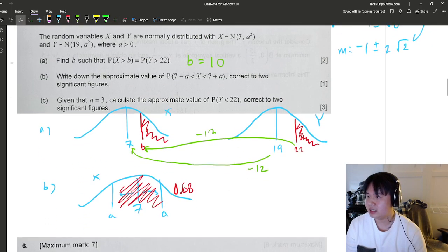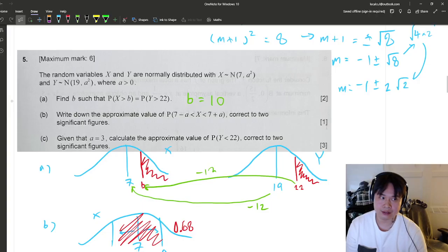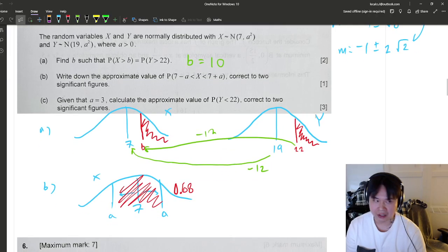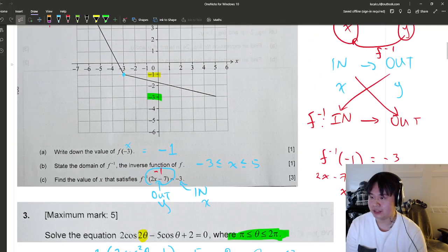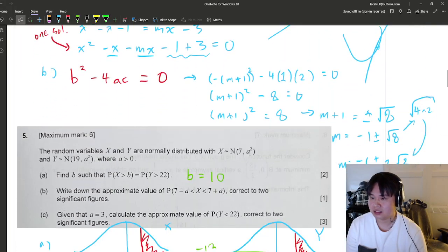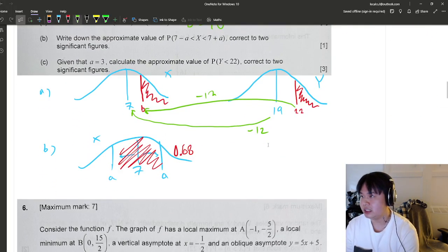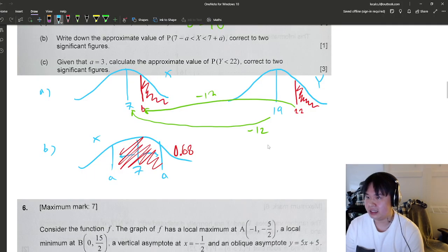Okay, and then I forgot to mention this, but things that are worth 1 mark, they are that easy. I was gonna say it earlier because there's a 1 mark one, these ones. So don't think about it too hard. Okay, part C. Given that the standard deviation is 3, calculate the approximate value of the probability of y greater than 22.